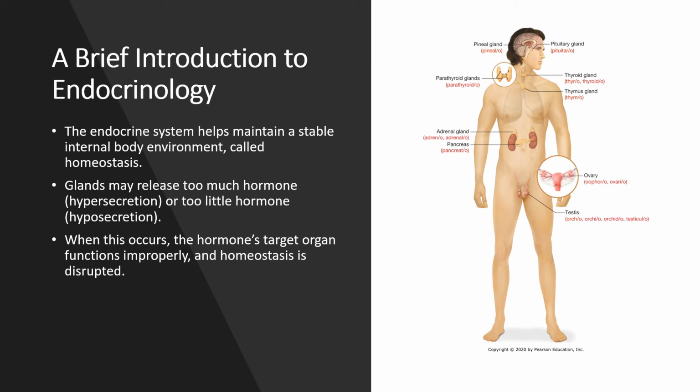Glands may secrete too much hormone, called hypersecretion, or too little hormone, called hyposecretion. When this occurs, the hormone's target organ functions improperly and homeostasis is disrupted.